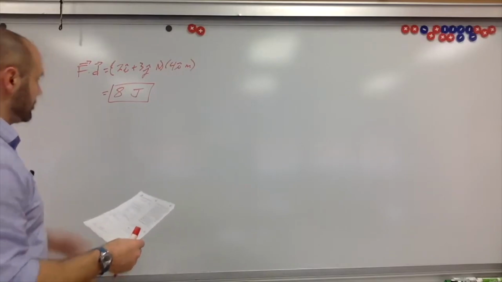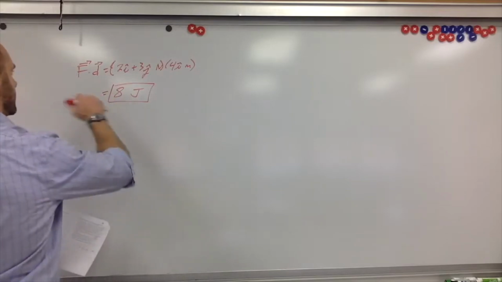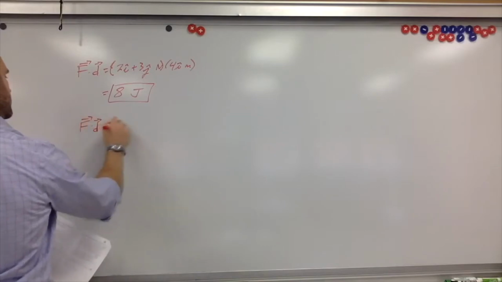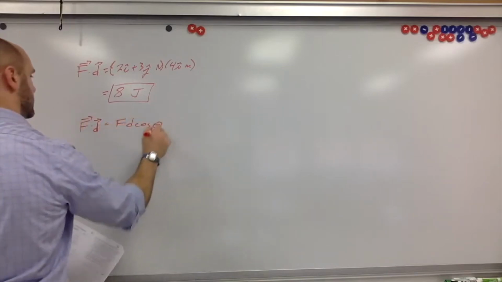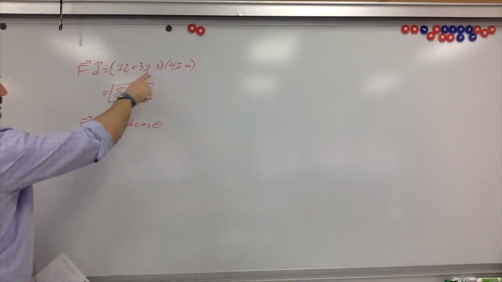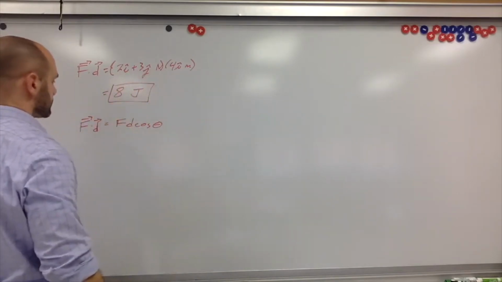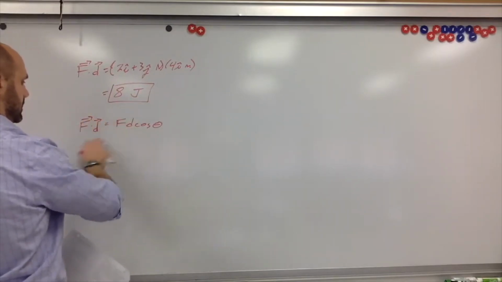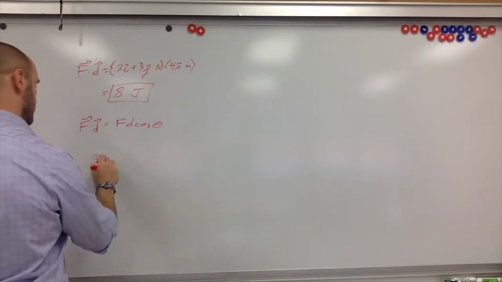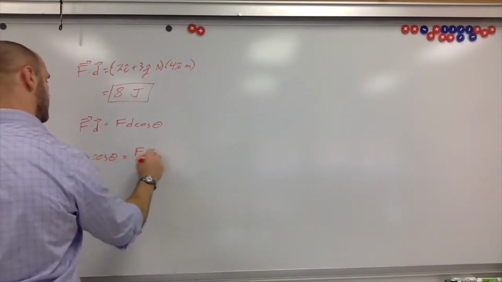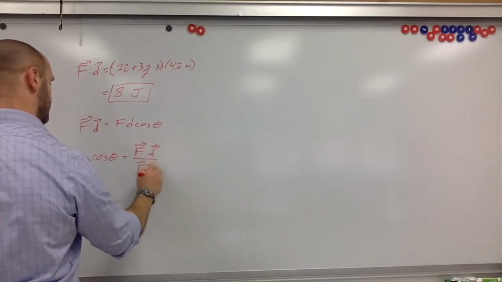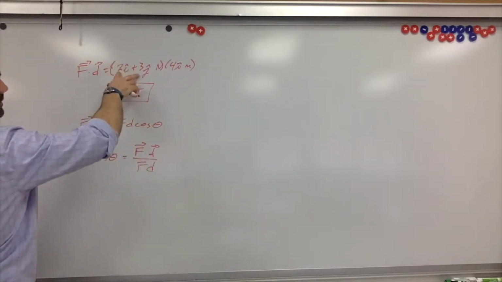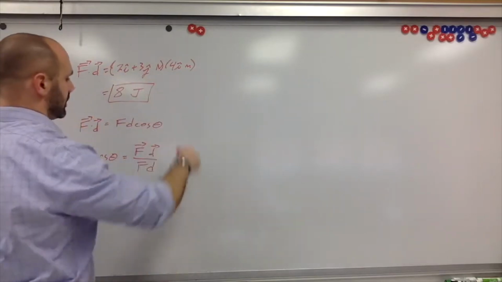So we've got two ways we can do this. Remember, F dot D is also equal to FD cosine of theta. So I could take the magnitudes. I know this is equal to this, so cosine of theta could be F dot D over the product of the magnitudes. I already know F dot D, but for the product of the magnitudes, I have to do the square root of 2 squared plus 3 squared times 4 squared.